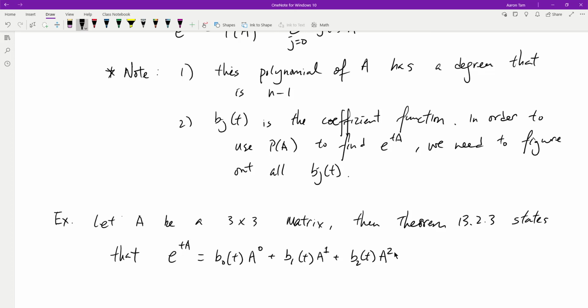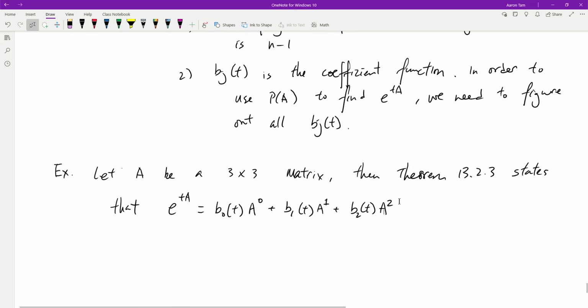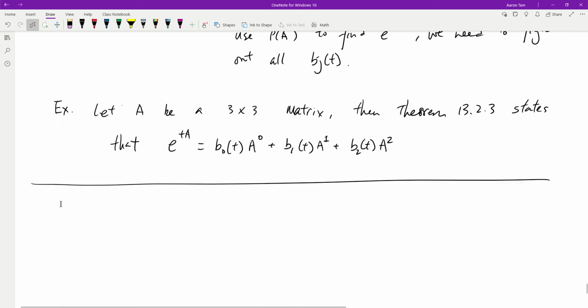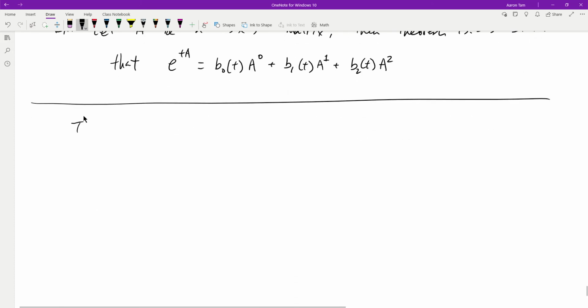So the tricky part is to figure out what b sub 0, b sub 1, and b sub 2 are. Then the question you're probably thinking is, okay, how are we going to figure out those 3 coefficient functions? Well, that's what the next theorem is for, theorem 13.2.4. You will almost always use these 2 theorems together. Theorem 13.2.4 helps you figure out what those coefficient functions are, and once you have the coefficient functions, then you can use 13.2.3 to form the matrix e to tA.